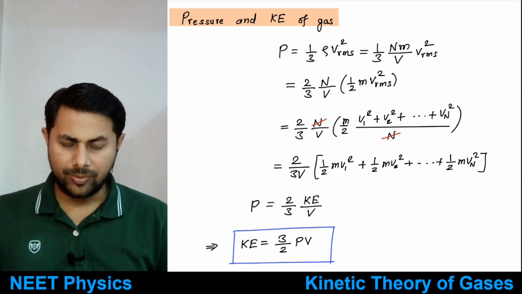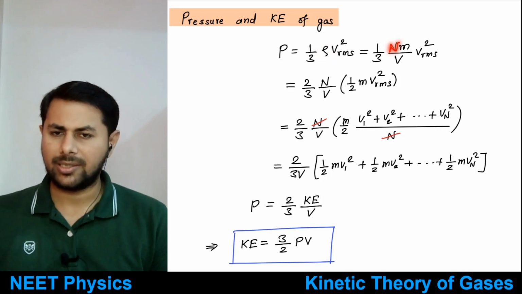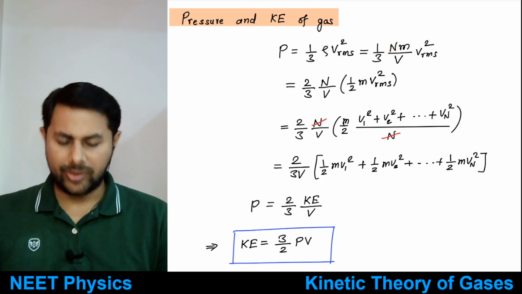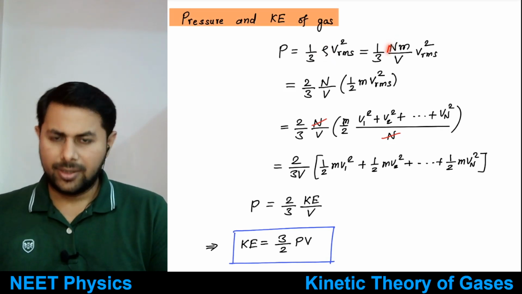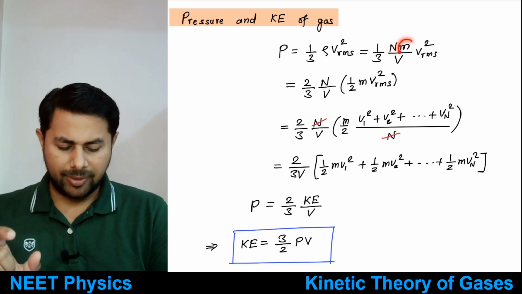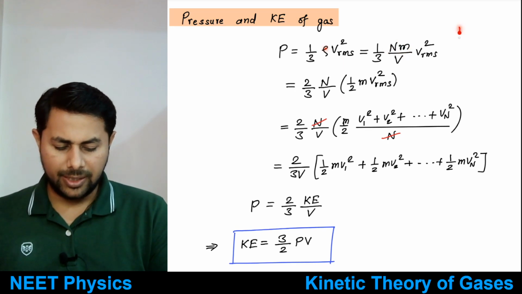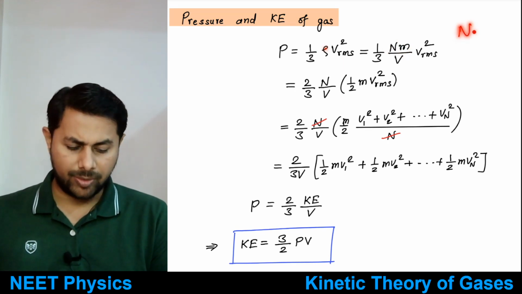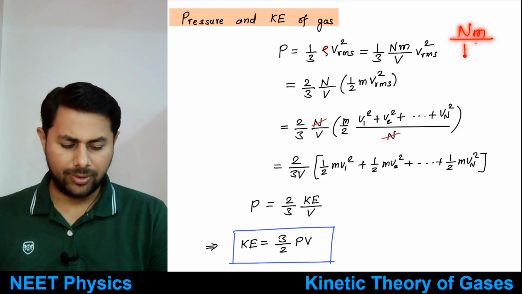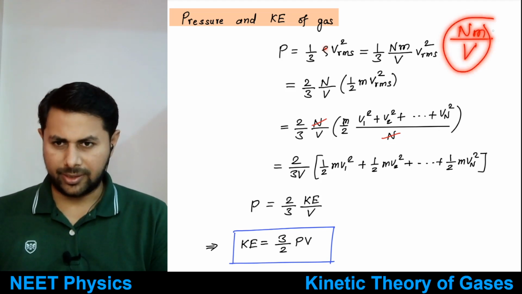Density is total mass upon volume, and suppose there are n number of particles of a gas, then what can we say? The mass is equal to n multiplied by mass of one molecule. So density can be written as N times mass of one molecule upon volume, where N is the total number of molecules. This is the density.